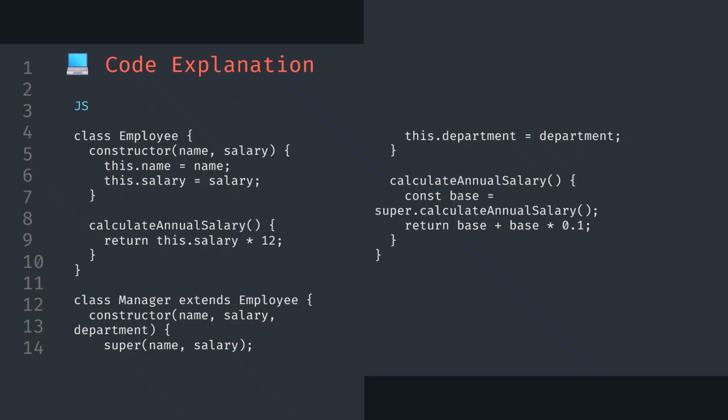This is our main code structure. We define an employee class with name and salary. Its calculate annual salary method multiplies the monthly salary by 12. The manager class extends employee and introduces a new property, department. It overrides the salary method to add a 10% bonus to the base annual salary. Notice how we use super to call the parent method before applying the bonus.